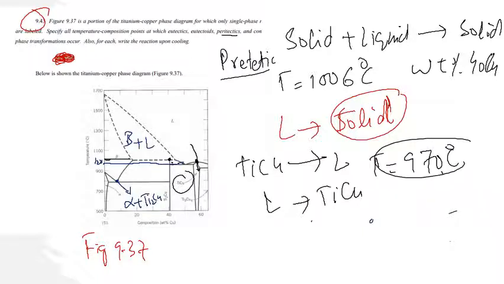Okay, so if the temperature is 900 and it occurs about, if we draw a straight vertical line, right? So it is in between 60 and 50, and just below 60. So the weight percent composition of copper is almost 57%, right? Okay, so this is all about this question, right?